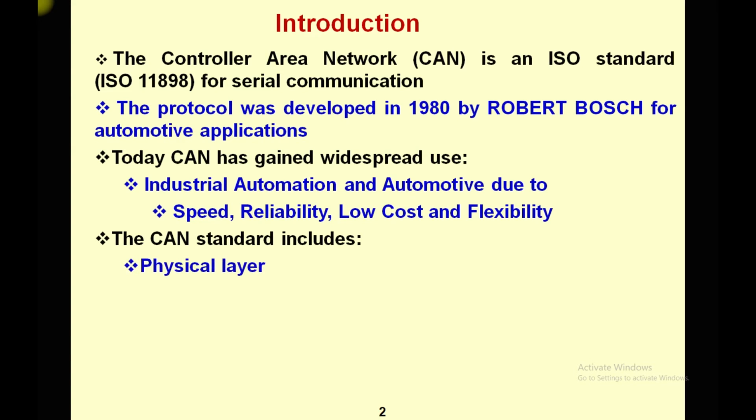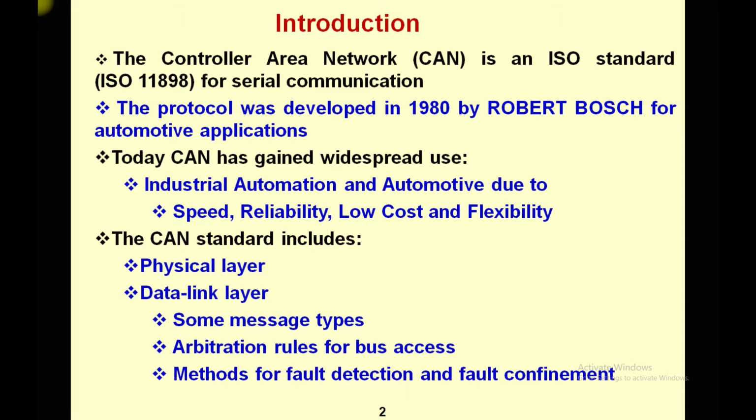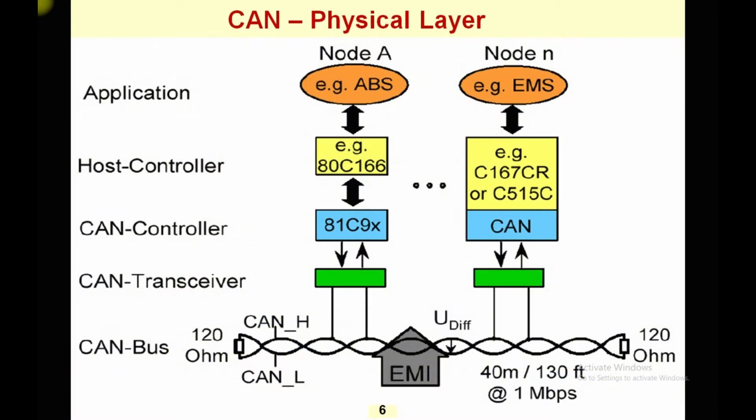The CAN standard includes two layers, the physical layer and the data link layer. In the data link layer, all kinds of software steps are involved. As we see here, some of the message types, arbitration rules, fault detection and fault confinement are shown. So this is the CAN physical layer structure, which is very clear for all of us.